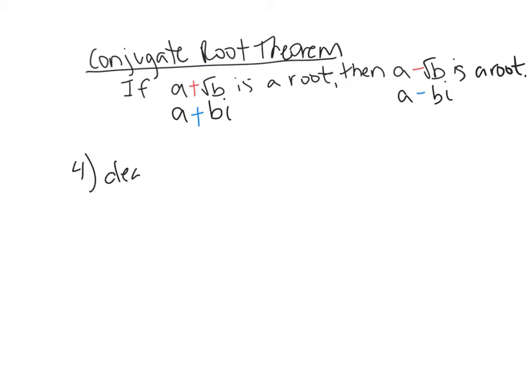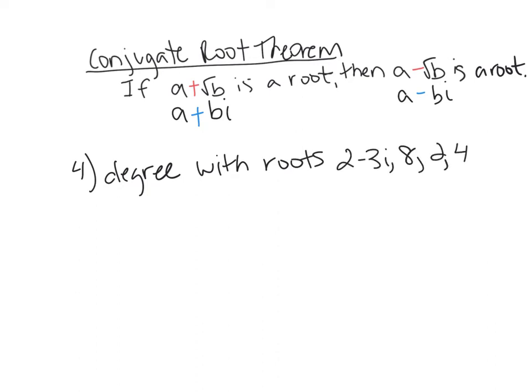Find the degree with roots 2 minus 3i, 8, 2, and 4 plus square root of 2. Well, anytime we have an i or a square root, we need additional roots. So I can't get 2 minus 3i without adding 2 plus 3i. I have to have the plus-minus part because I'm taking the square root of a negative. And I can't get 4 plus square root 2 without having 4 minus square root of 2. So I need to add 2 additional.